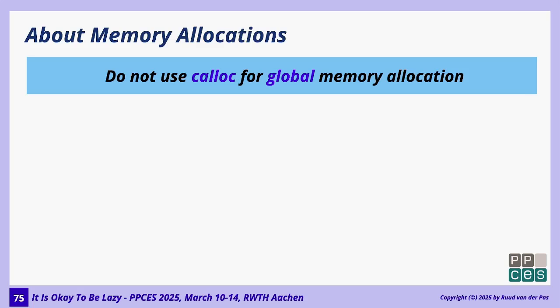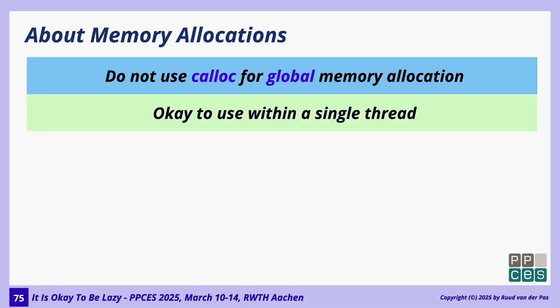A word of warning: there's this function called calloc, very convenient. It not only allocates the memory, but it also initializes it to 0. Well, don't use it, unless you do that in a parallel region. If you do this before your parallel region, you already defeated the whole purpose, because your data is all in one node. So little things like that can make a difference.